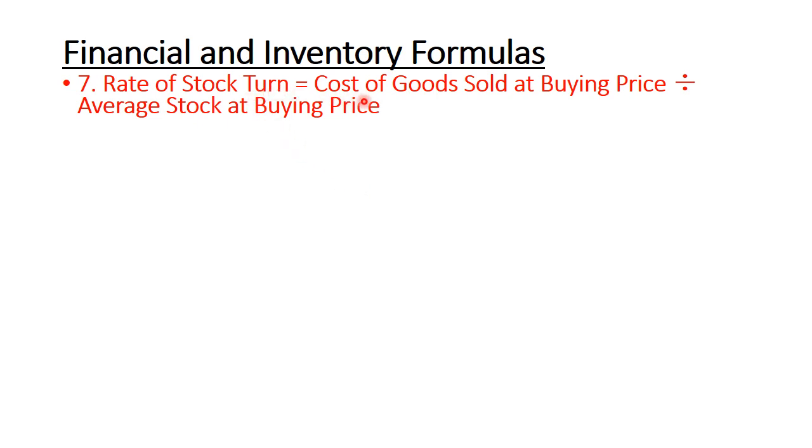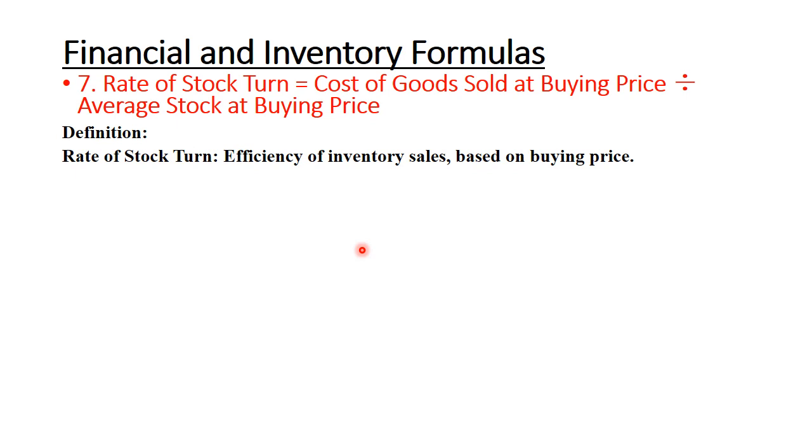So rate of stock turn is cost of goods sold at buying price divided by average stock at buying price. So buying price means the price at which you as a business bought the goods. Okay, so key definitions: rate of stock turn can also be redefined as the efficiency of inventory sales based on buying price. So efficiency means how good is your business in selling the items that you have, based on the amount you bought them at.